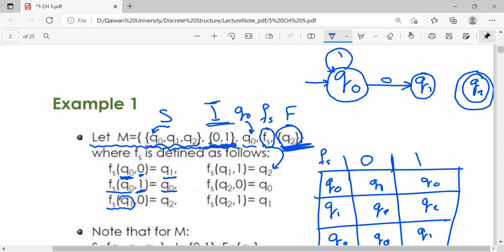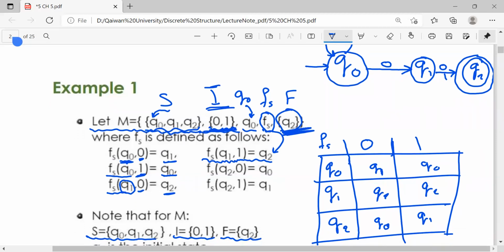F of Q1 on zero equals Q2. That means Q1 goes to Q2 if the input is zero. And then F of Q1 on one equals Q2. That means Q1 goes to Q2 on one. It's the same, so we write both inputs on the same edge, because here we have two arrows from Q1 to Q2, for input zero and input one. In both cases, we go from state Q1 to state Q2.